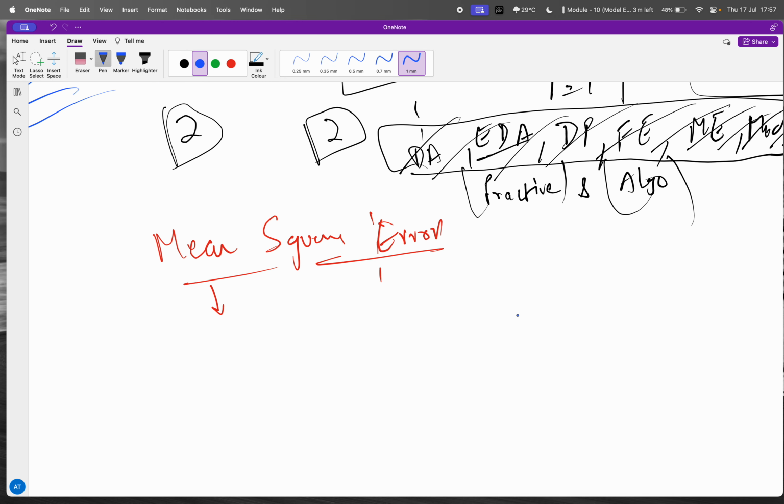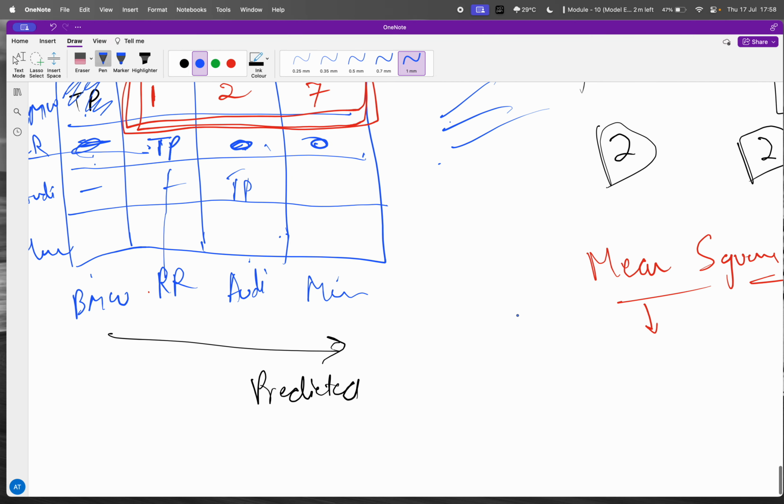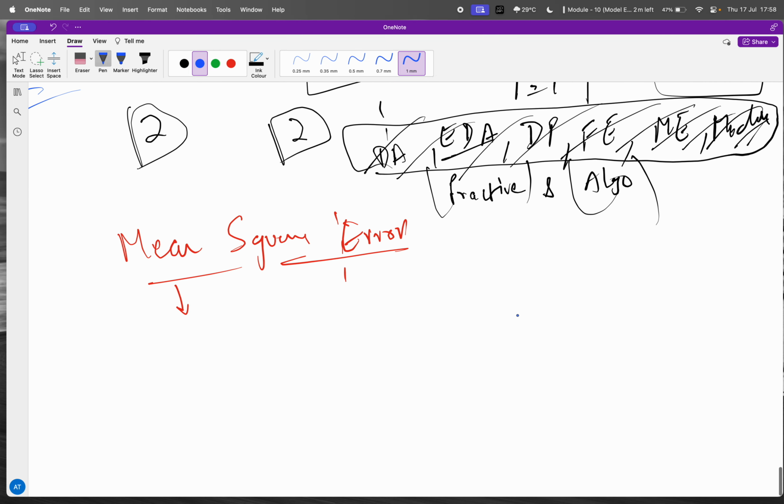Let's go for the mean squared error. I also haven't worked with this much, so I'm getting a little bit confused. But at that time we will definitely clear it out, because we will have some values by then.